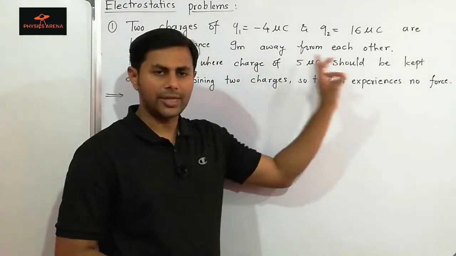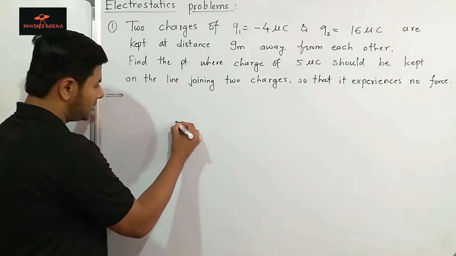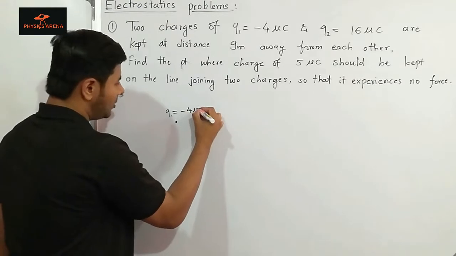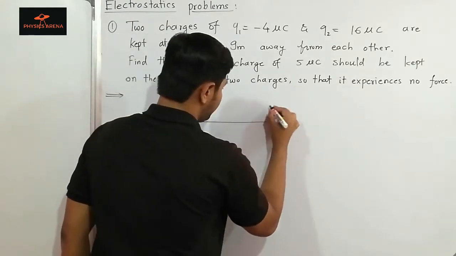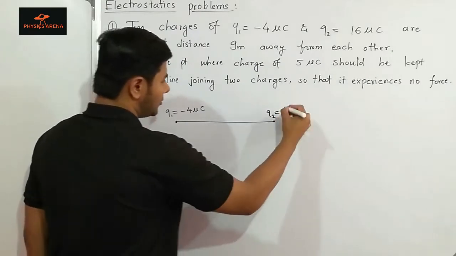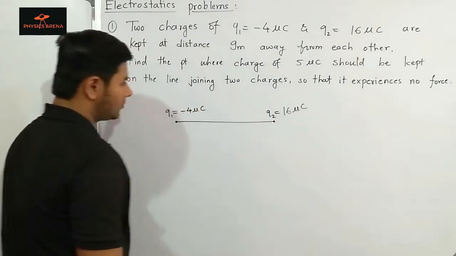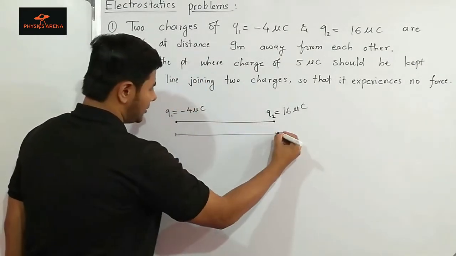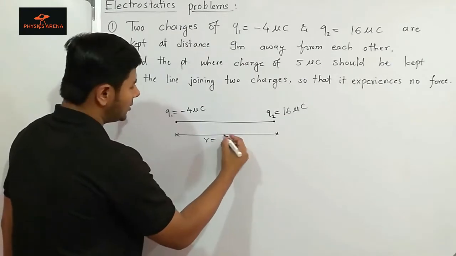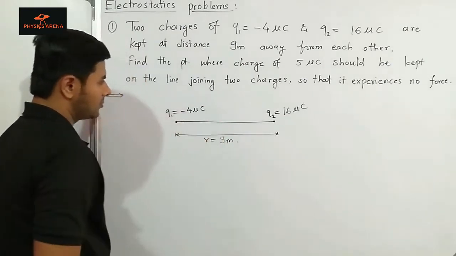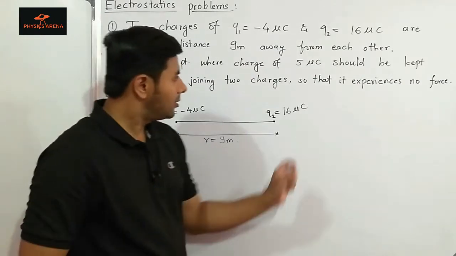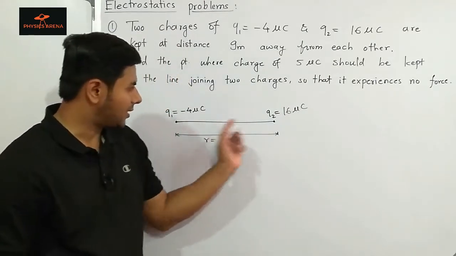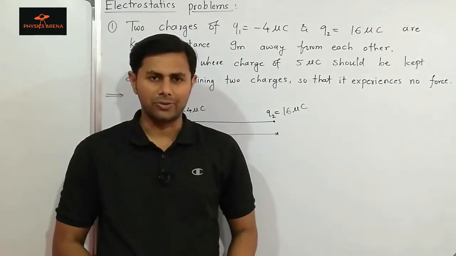So it says we have two charges. So suppose this is Q1 equals to minus 4 microcoulomb and this is Q2 equals to 16 microcoulombs, and this is r equals to 9 meters. Now we have to keep this third charge Q3 somewhere on this line so that it experiences no force.